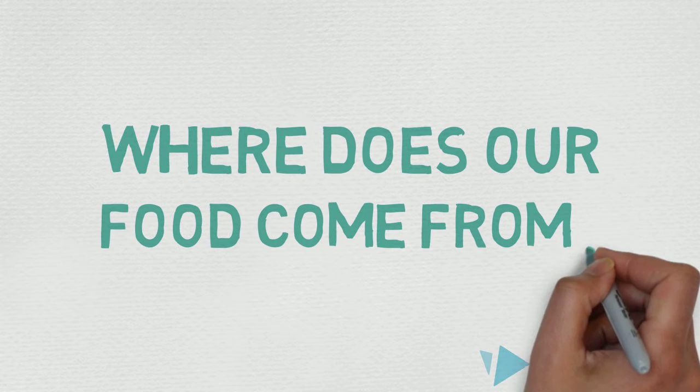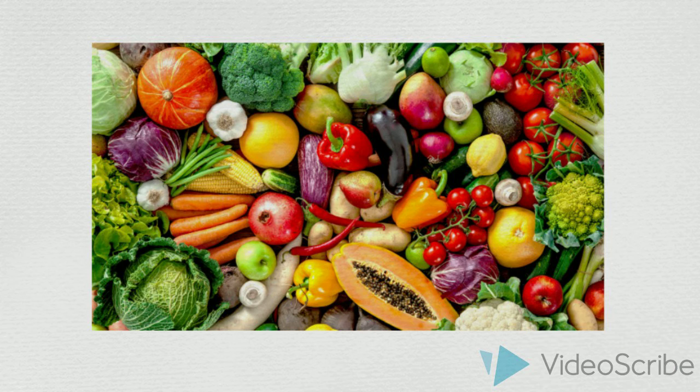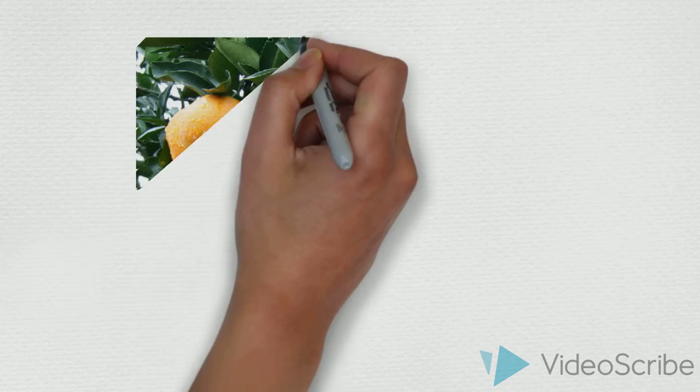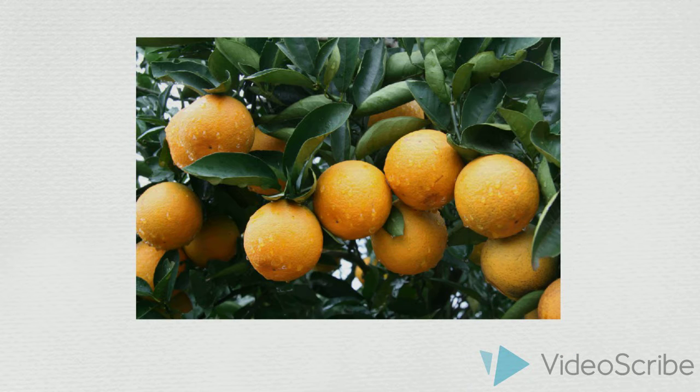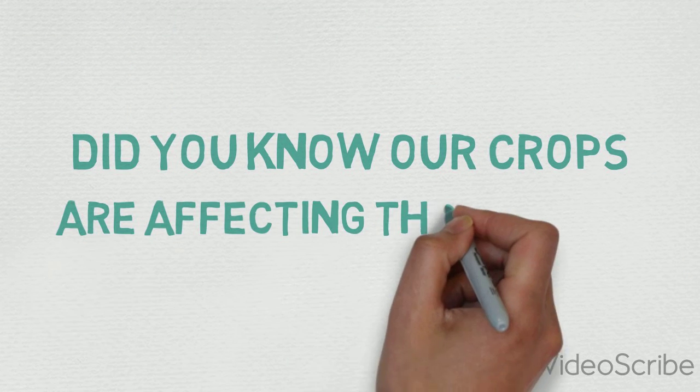Where does our food come from? Everything we eat has to come from somewhere, and in most cases, it starts here, with crops, lots of acres of fruits and vegetables. Did you know our crops are affecting the oceans?